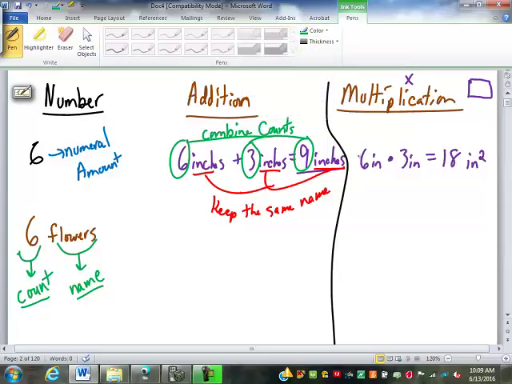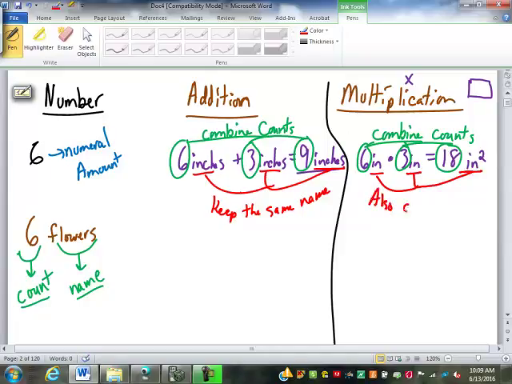So let's look at what happens with our count and our name again here. So here we have 6 and 3 combined to make 18. So we still combine the counts. This time we're multiplying, so we combine the counts with multiplication. If we look at the names now, we had inches, and it becomes inches squared or square inches. When we multiply, we also combine the names.